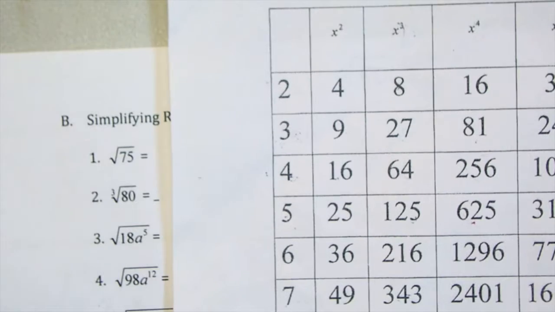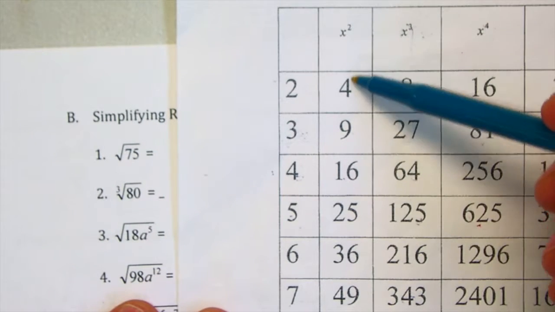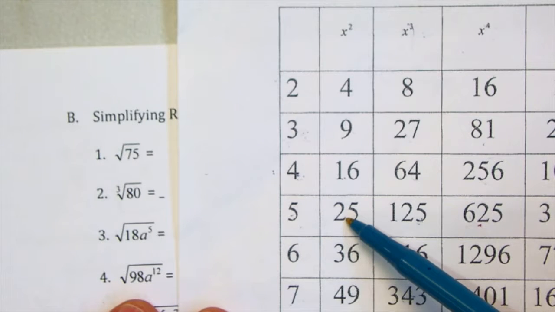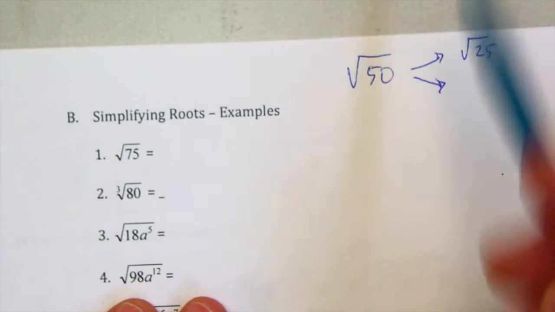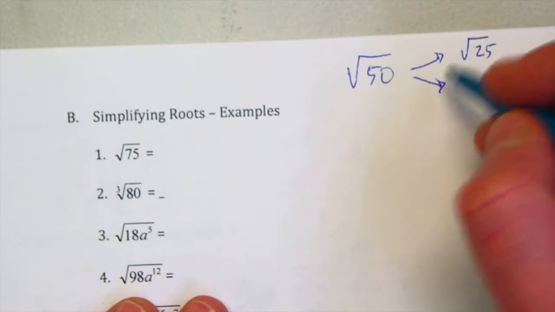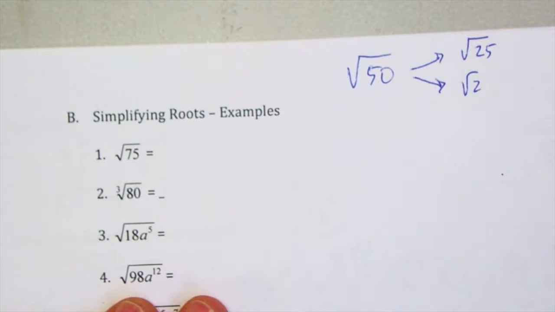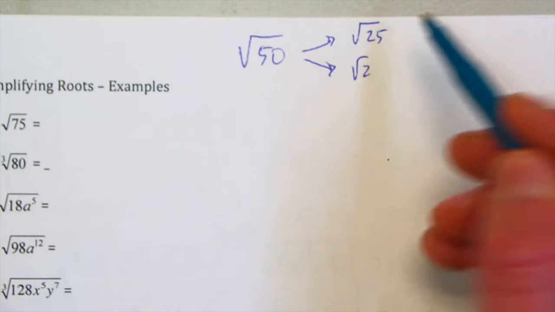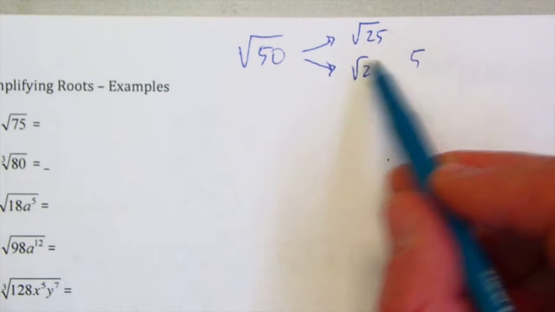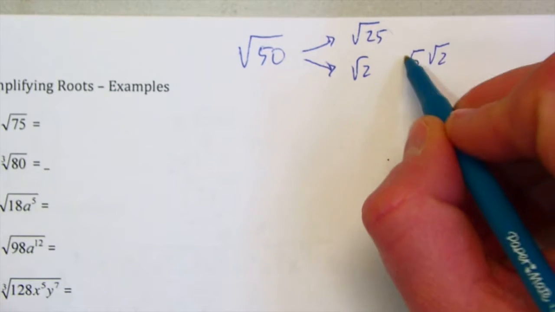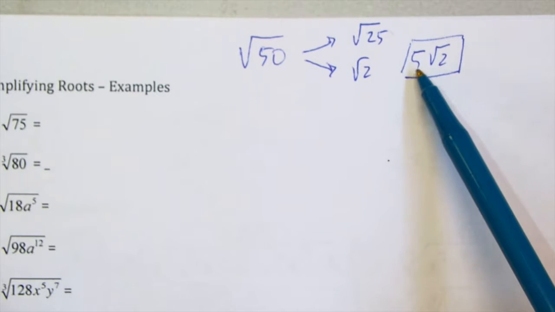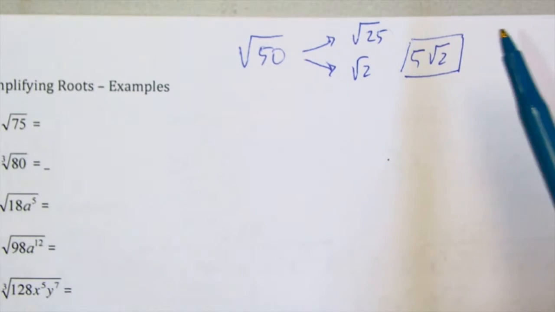If you're having trouble thinking of perfect squares, just look in column 1 right here. These are all your perfect squares right down here. So 25 is a perfect square, and 25 goes nicely into 50, so it's nice. The other piece would have to be 2, and the reason is because 25 times 2 is going to be 50. To simplify it, the top one roots nicely, so I'm going to call that a 5. The bottom one does not, so I'm going to call it root 2, giving 5 root 2. Now, it's not perfect, but it's a little bit better because we have at least some numbers on the outside, and that's what we're trying to get.